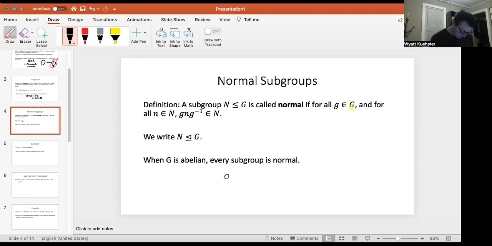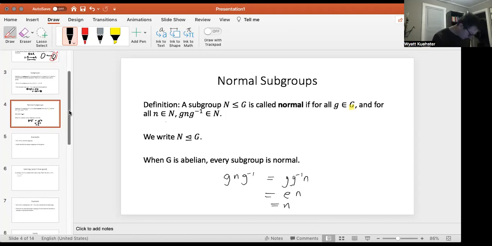And that's because gng inverse, if your group is abelian, equals g inverse gn, because I can commute the elements. But this is just equal to the identity times n, which is just n. And if n is in N, then n is in N. So that's no condition at all if your group is abelian. Let's do some examples.